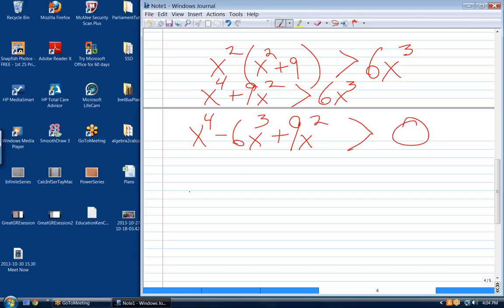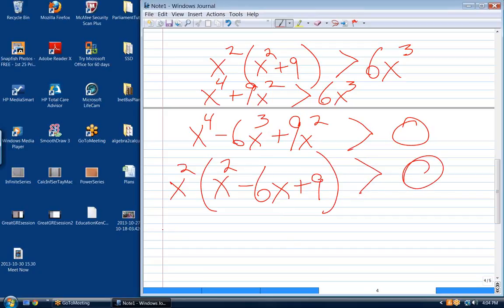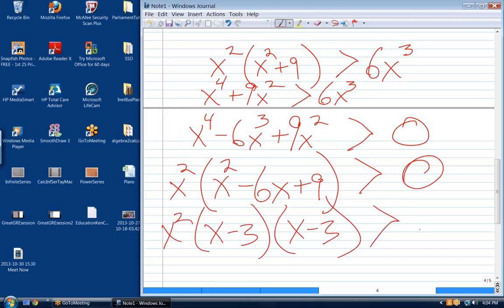Now I can definitely... Go ahead. Should you pull out an x squared? Because that's the next step. Notice we're going to end up with something very similar to what we had. And finally, that's x squared times x minus 3 times x minus 3. It does give us another critical number, oddly enough.